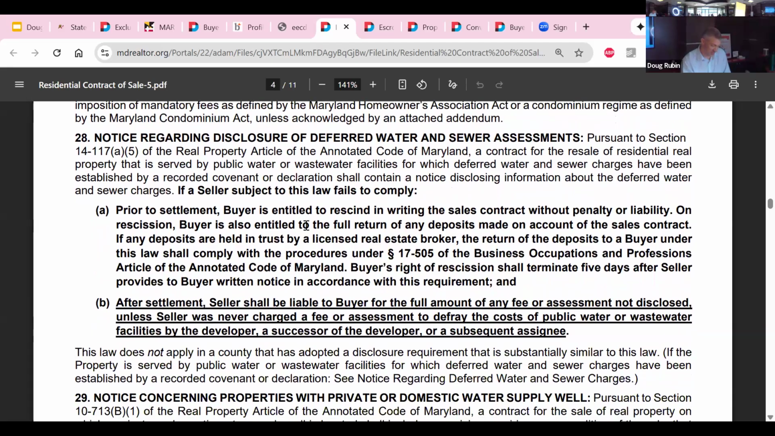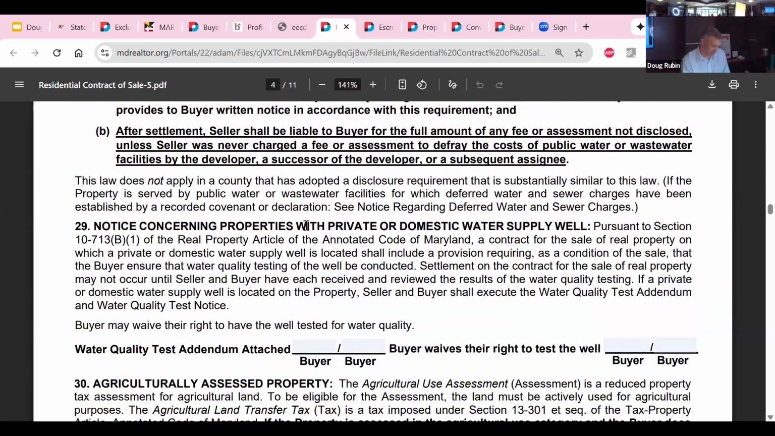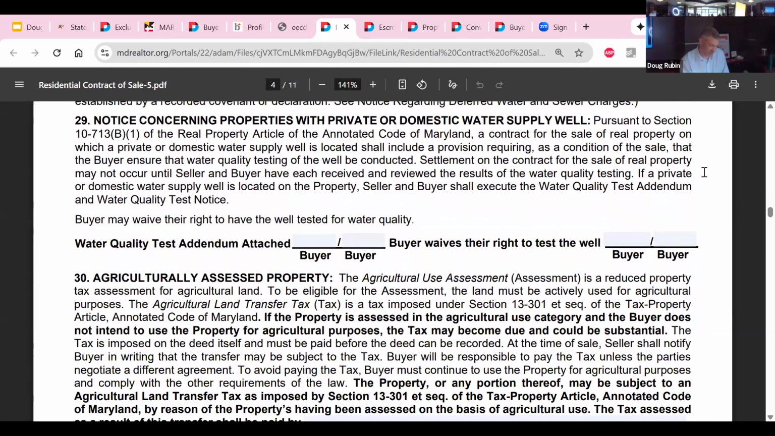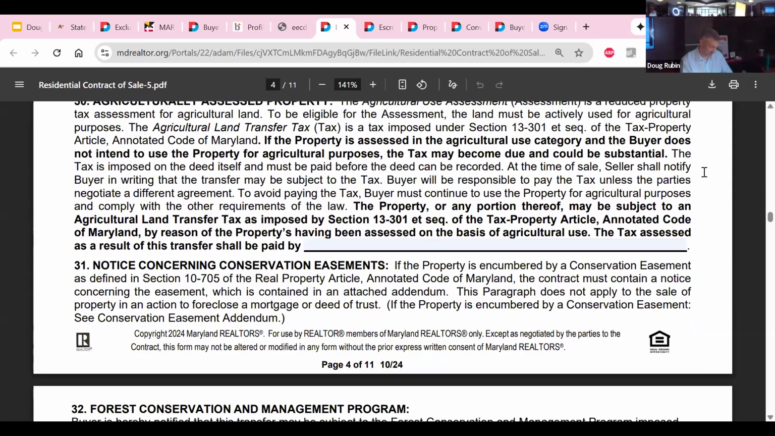Okay, they talk about the deferred water and sewer, which we've already talked about in the listing agreement. You have to disclose if you have well or septic, you'll have to build that all in.